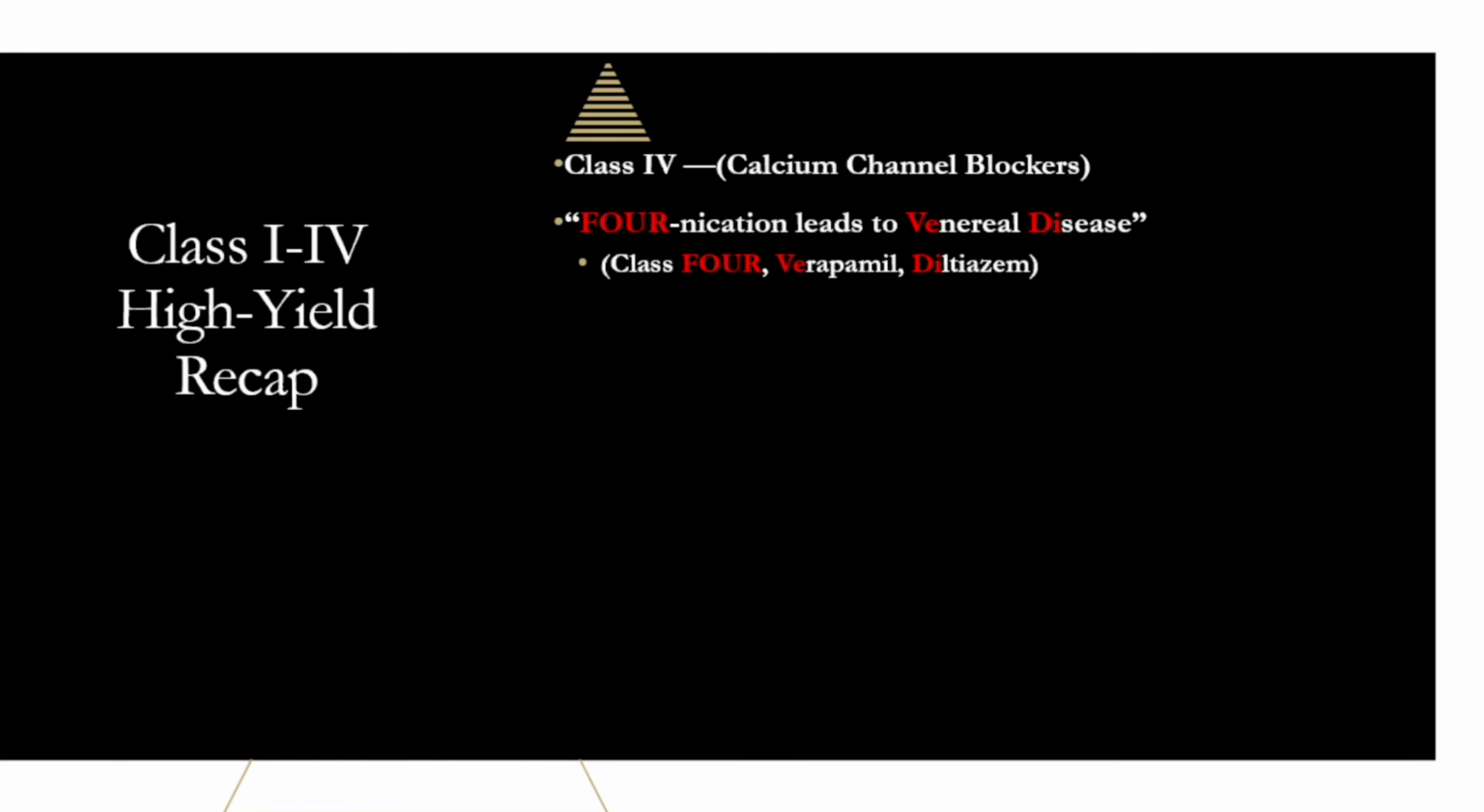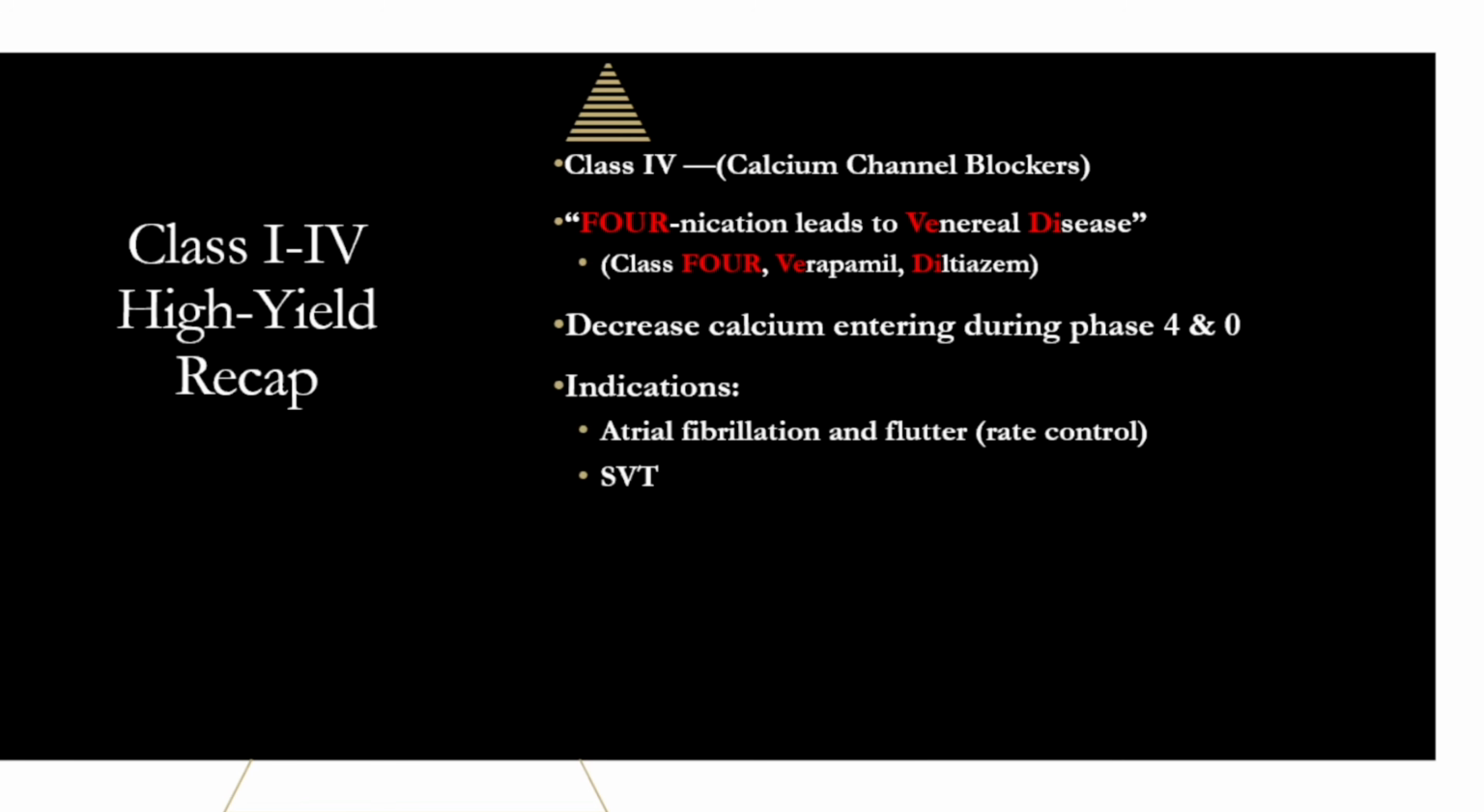Finally, our Class 4s. Remember the meds in this class by remembering fornication leads to venereal disease. Fornication, Class 4, venereal disease: verapamil and diltiazem. Remember, these are non-dihydropyridine agents. They decrease calcium entering during phase 4 and 0 in nodal cells, prolonging phase 4 and 0. Indications: rate control in AFib and aflutter, SVT. Remember your adverse drug reactions by remembering CCB: constipation, cardiac block, bradycardia. That's your antiarrhythmics. Let's do 5 quick questions to test your knowledge.